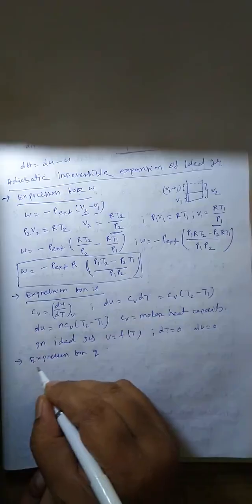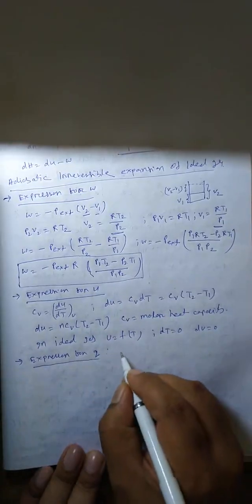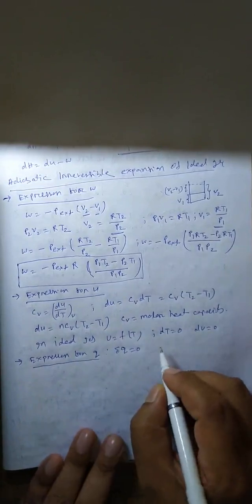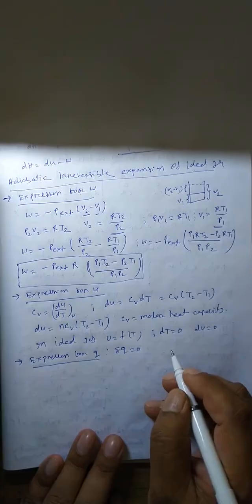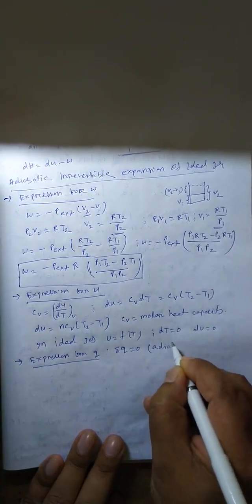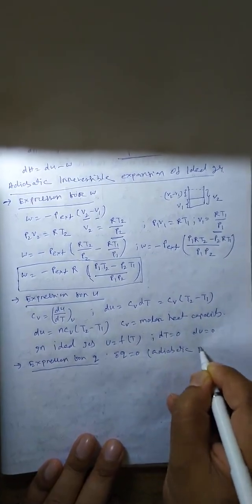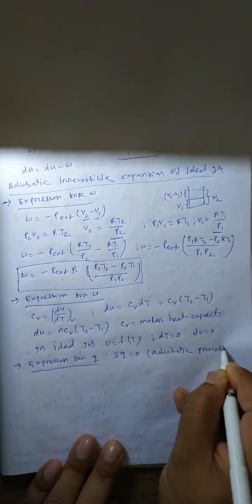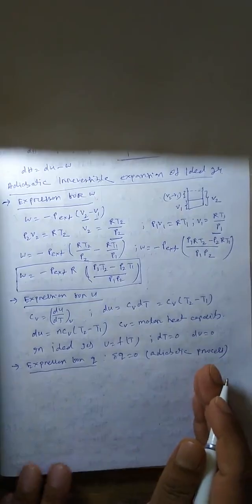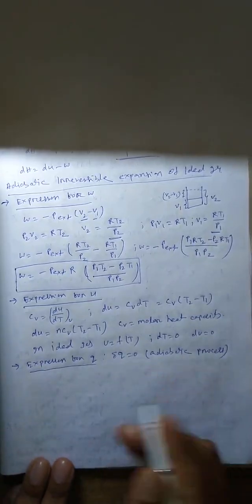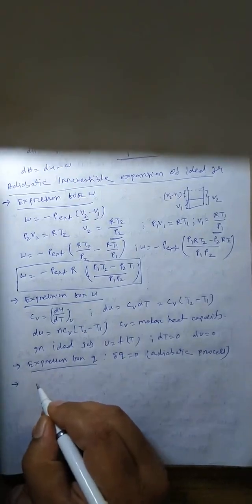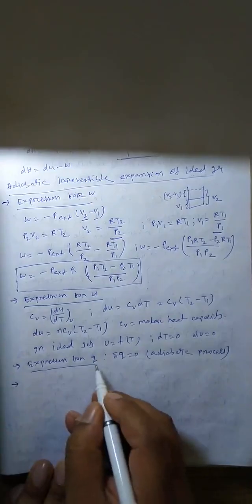In the expression for Q, you see that delta Q is equal to 0, because heat will not change. Heat exchange is not possible because it is an adiabatic process. Adiabatic process means heat cannot be exchanged between the system and the surroundings. So delta Q is equal to 0.